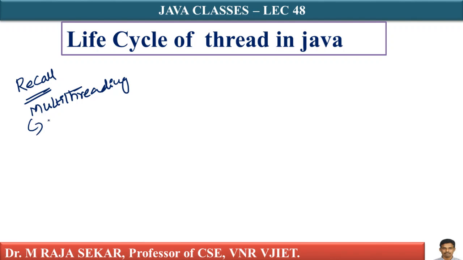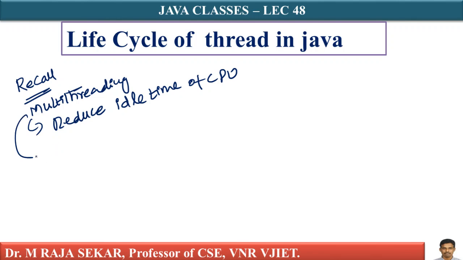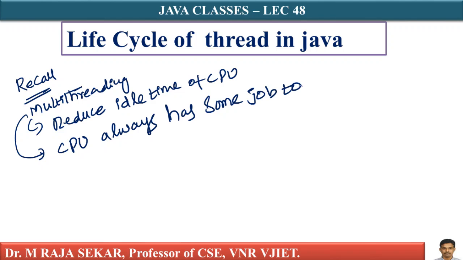We were saying that with the help of multi-threading, you can reduce the idle time of the central processing unit. It means that in the case of multi-threading, the CPU always has some job to execute. In a nutshell, I can say multi-threading is a concept in which you can utilize system resources.